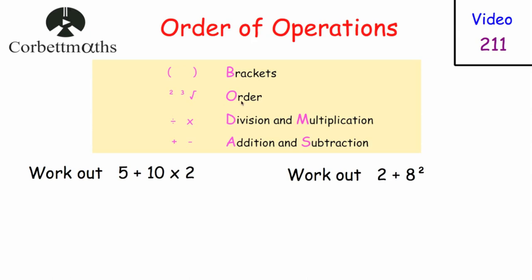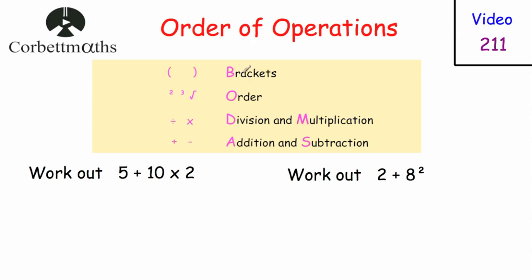Whenever you're given something to work out, it's very important that everyone works it out in the same way. Sometimes on social media, you'll see these questions and people are answering in different ways and getting different answers. A lot of the time, it just depends on this order of operations. The video is 211 on Corbettmaths. Some people call it BODMAS, some people call it BIDMAS. I tend to call it order of operations. I just remember there's an order, like a hierarchy.